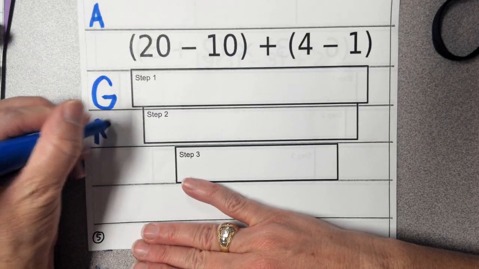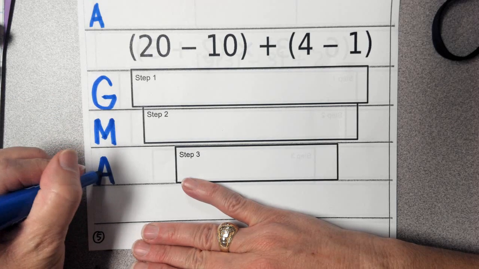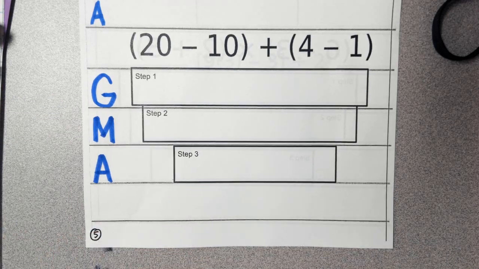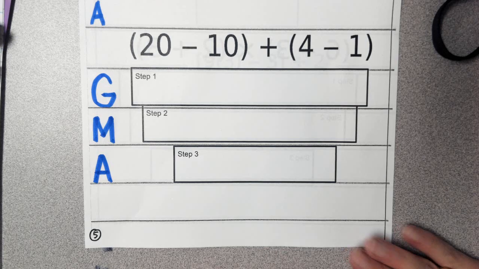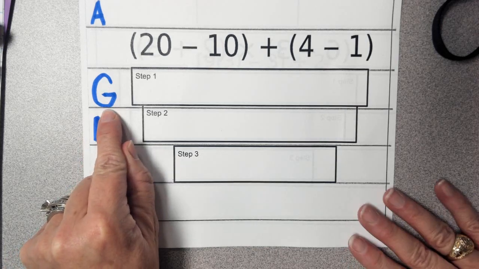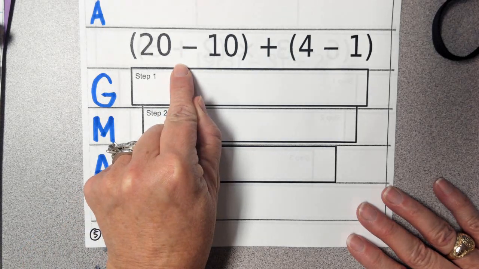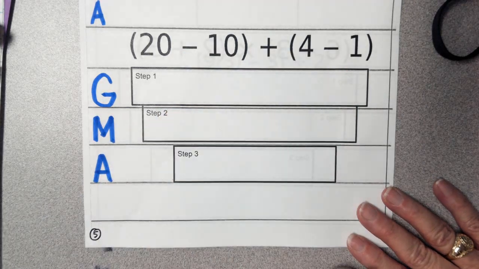GMA. Think of this as your plan for solving. So the first thing that I'm going to be looking for would be my groups. And I happen to see 2 groups in this problem.